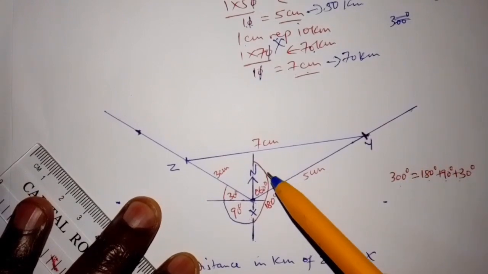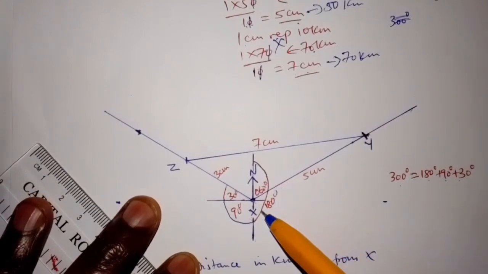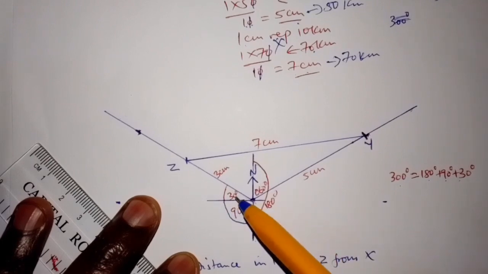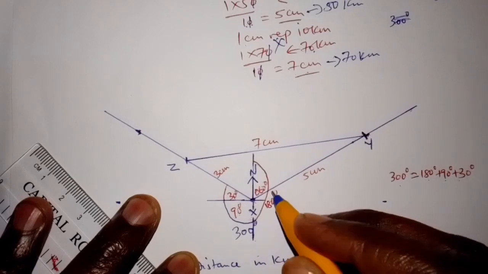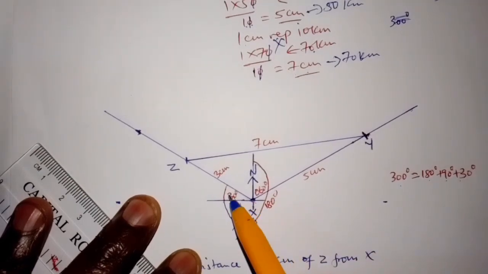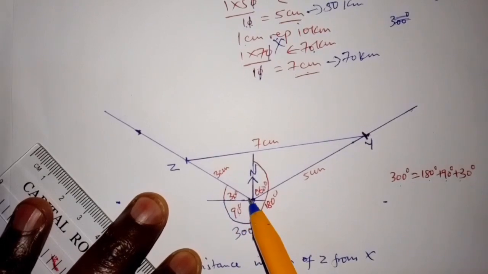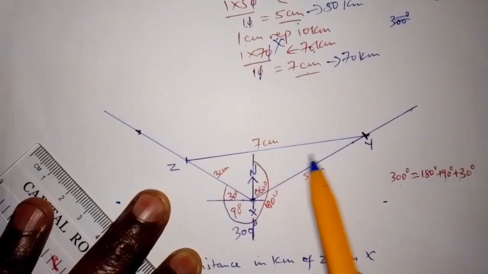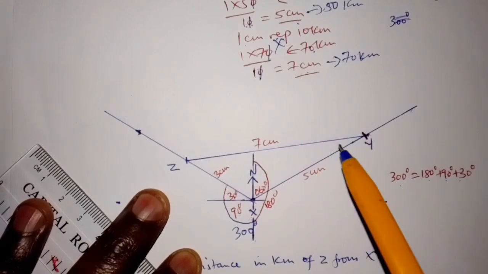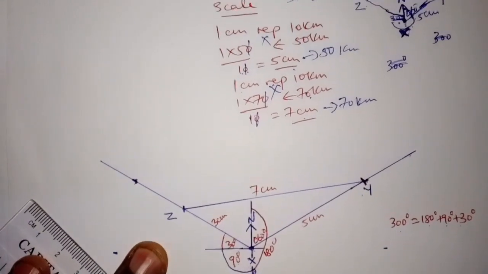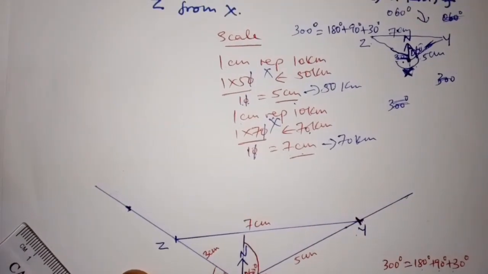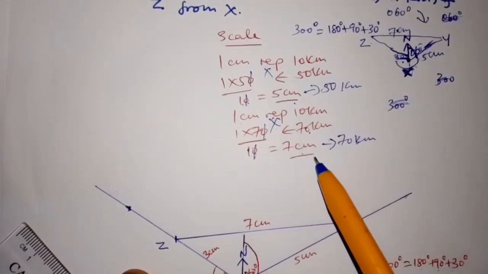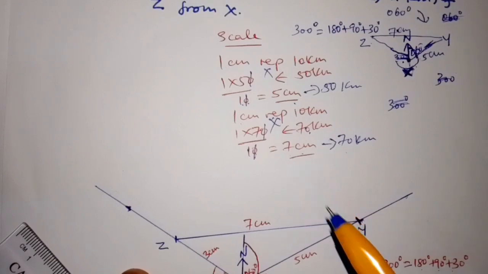We have already got 300 degrees here. The whole of this 180 plus 90 plus 30 is 300 degrees. This is on a bearing of 300 degrees. So that's why we have drawn this straight line here. Then now we want to get the distance between y and z, which we have been given to be 70 kilometers, and 70 kilometers is represented by 7 centimeters in this our sketch.